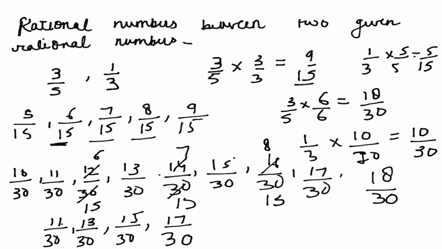So there can be any number of rational numbers, an infinite number. We can find other numbers like with denominator 45. We can make the denominator the same, so we can have infinitely many numbers between two given rational numbers. The only thing is we have to make the denominator the same. It can be any number.